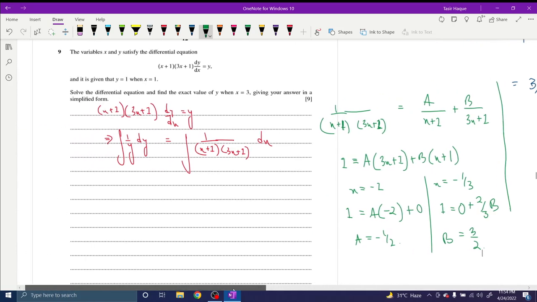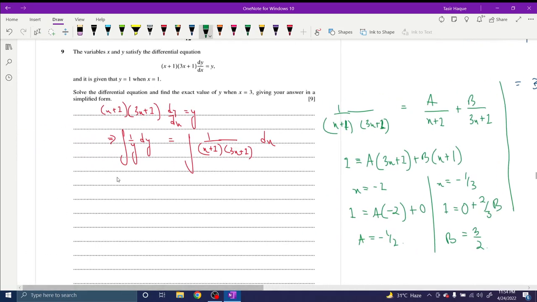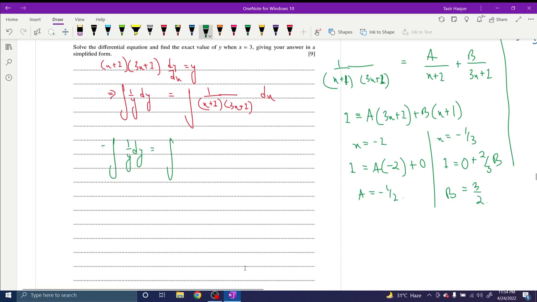Now, we have our values. We can write them down here. So integral of 1 by y dy is equal to the integral of, if we substitute a and b properly, what do we end up with? Minus 1 by 2 x plus 1 plus 3/2 3x plus 1. This is what we get, dx, okay?